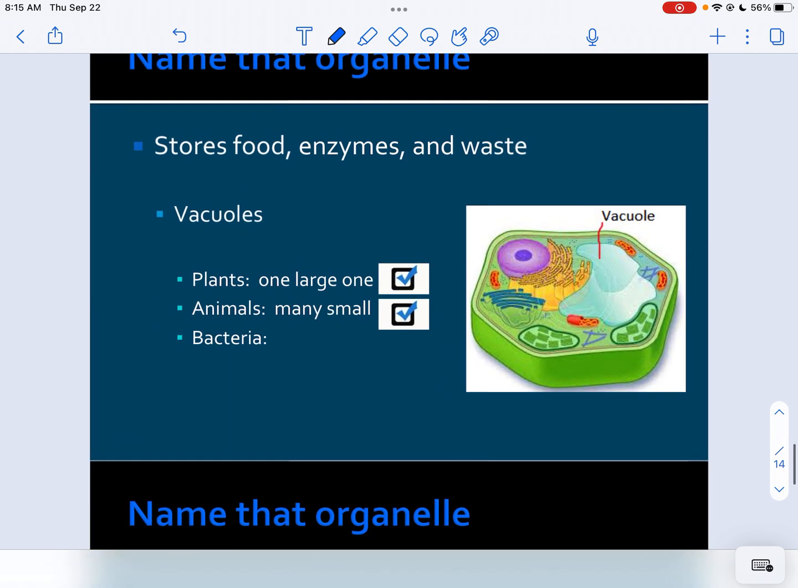All right, next up are our vacuoles. They're going to be the ones who help store food, store enzymes, possibly store some waste. Can you guys tell that picture? Is that a plant cell or is that an animal cell?